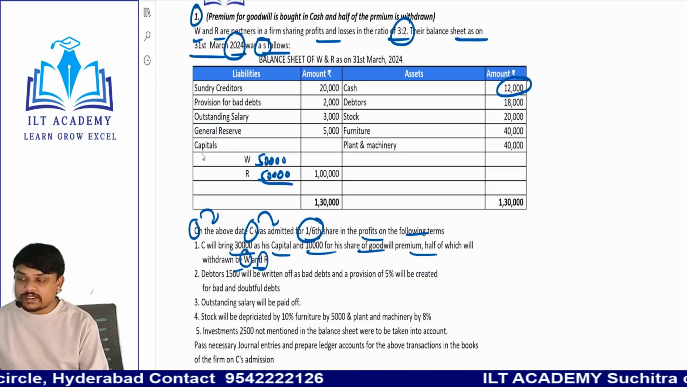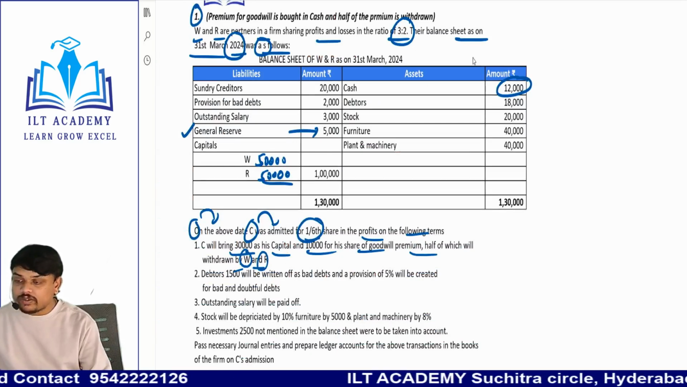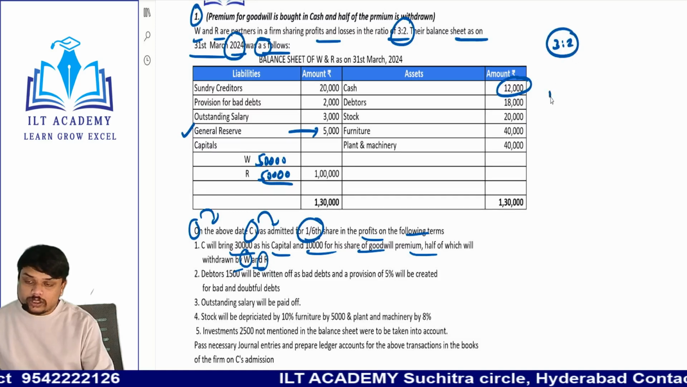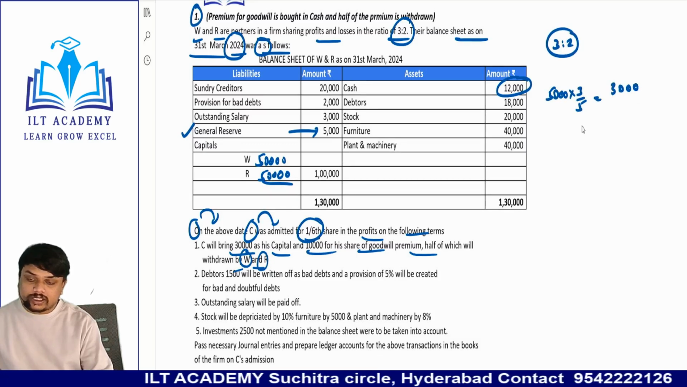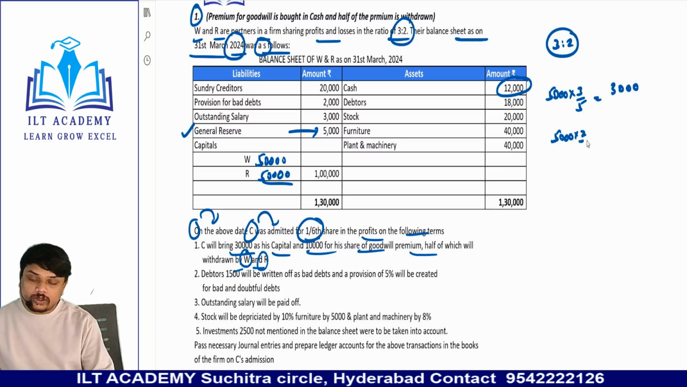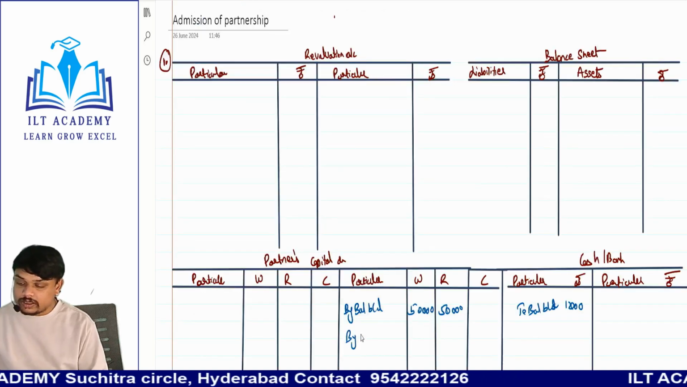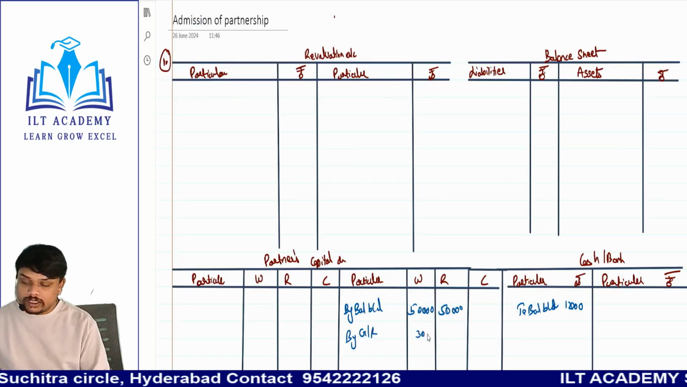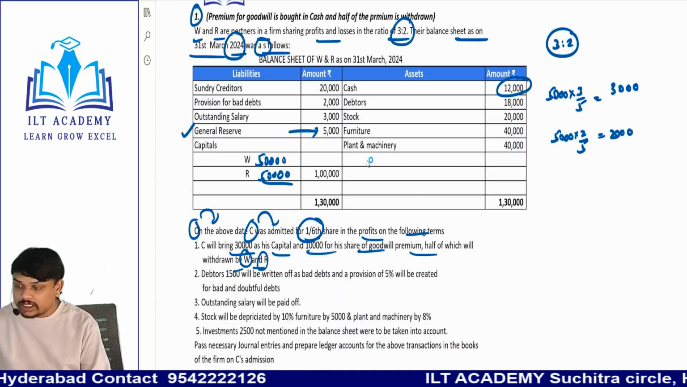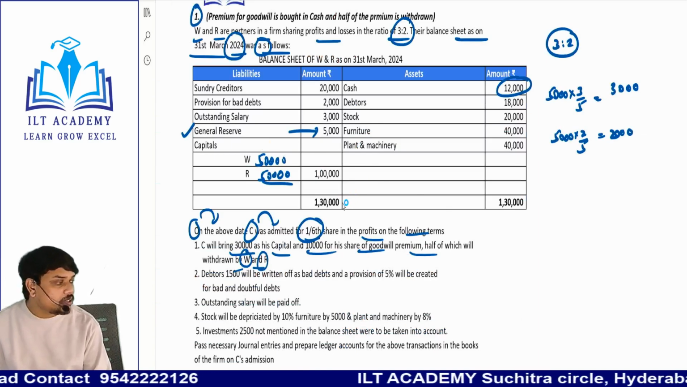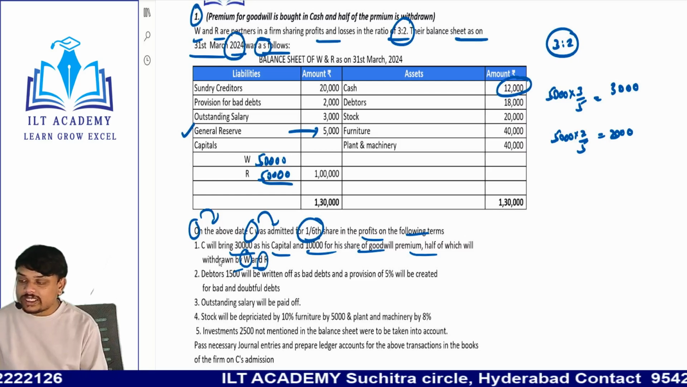Now check for reserves and losses. Here we have a general reserve. General reserve is how much? 5,000. And what is the old ratio? 3:2. Now 5,000 into 3/5 is 3,000, and 5,000 into 2/5 is 2,000, which will be distributed among the old partners. So by general reserve, 3,000 and 2,000. Now coming to losses, do we have any losses over here? Preliminary expenses, advertisement, suspense, or anything? No. Perfect. Now let us start with our first adjustment.